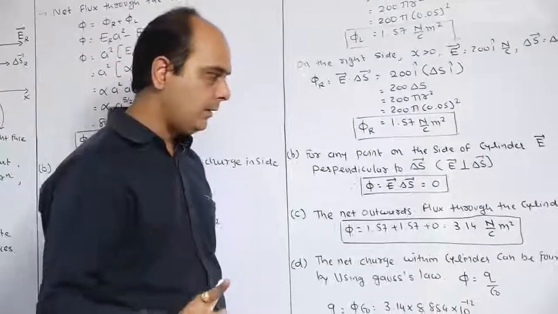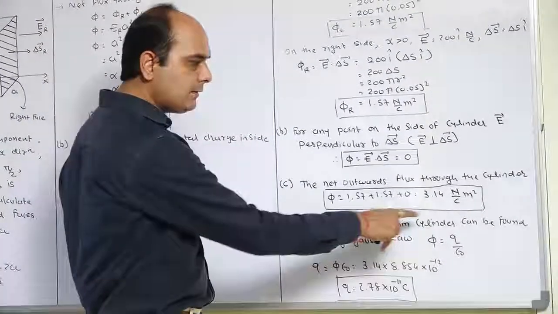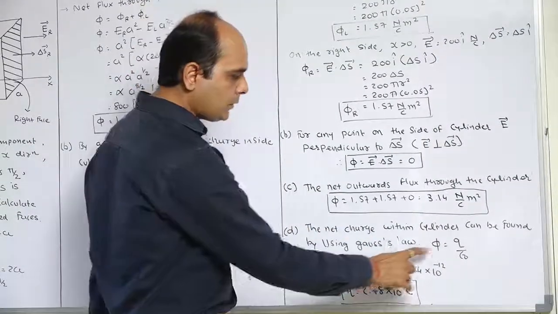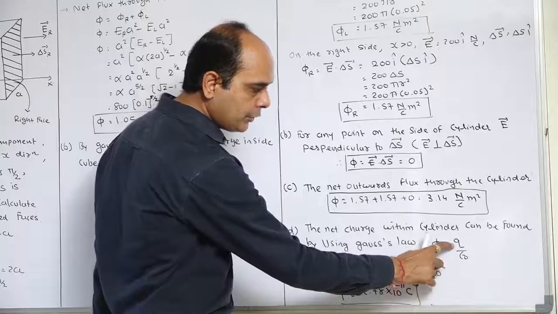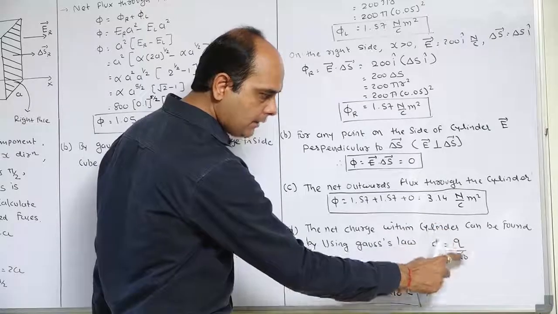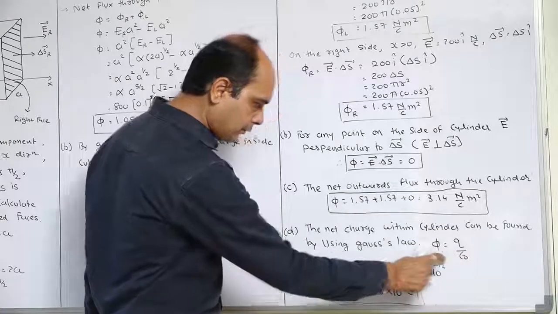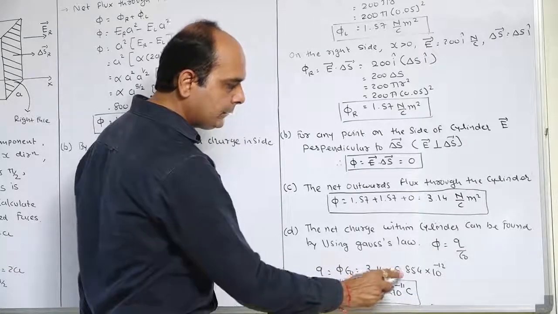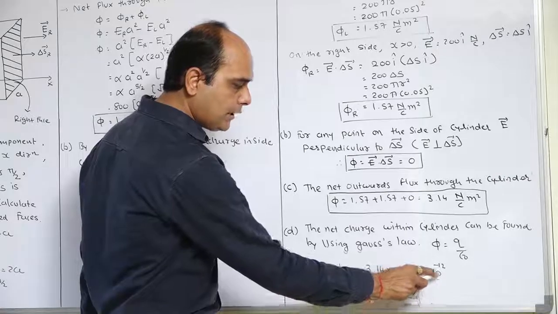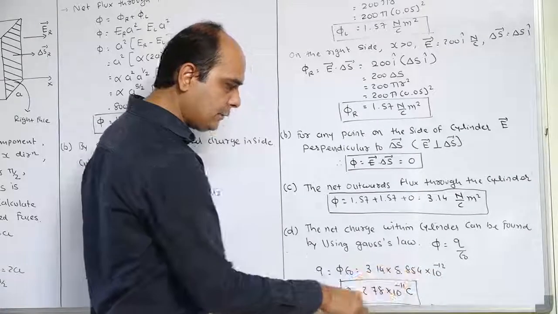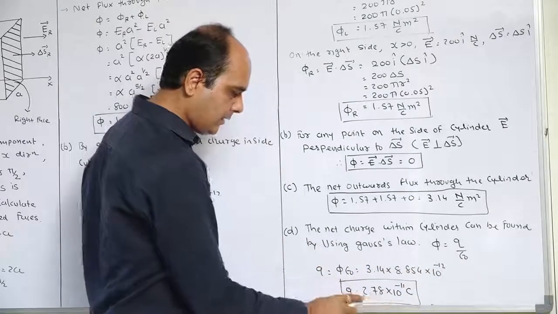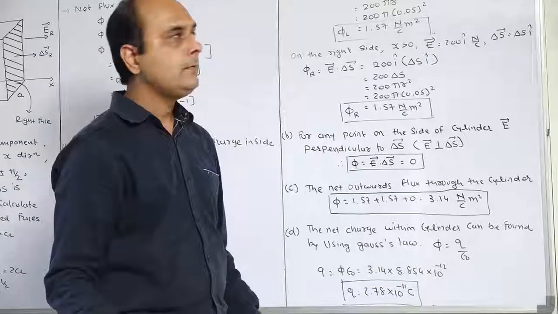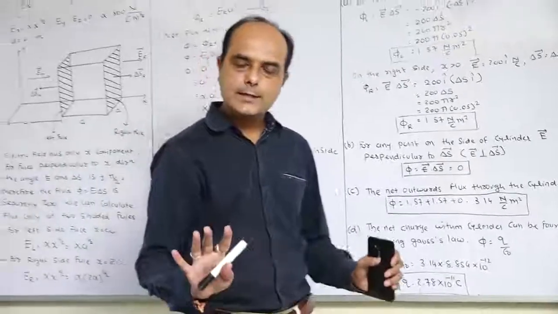And the last question, the net charge within the cylinder can be found by using Gauss law. What is our Gauss law? Phi is equal to Q by epsilon 0. Q is the net charge, making it the subject, Q is equal to phi into epsilon 0. What is the value of phi? 3.14. What is the value of epsilon 0? 8.854 into 10 to the minus 12. By multiplying them, the total charge enclosed by the cylinder is 2.78 into 10 to the minus 11 coulomb. Now lesson number 12 is completed.